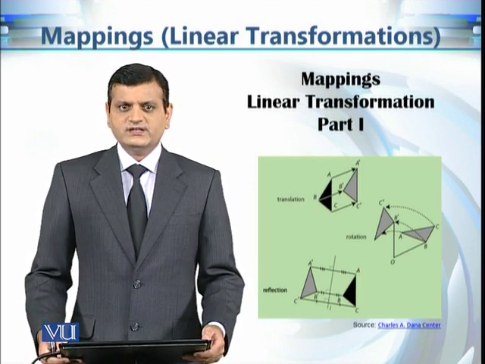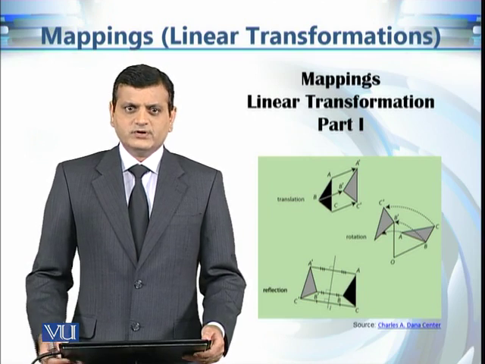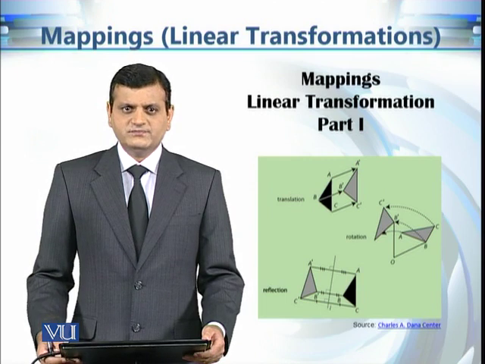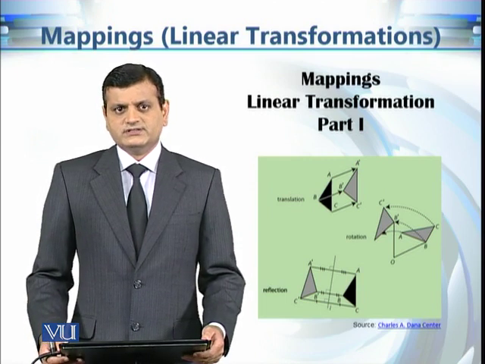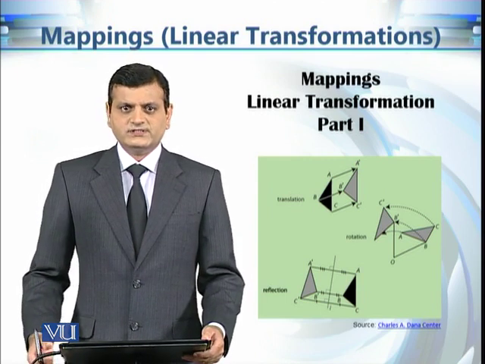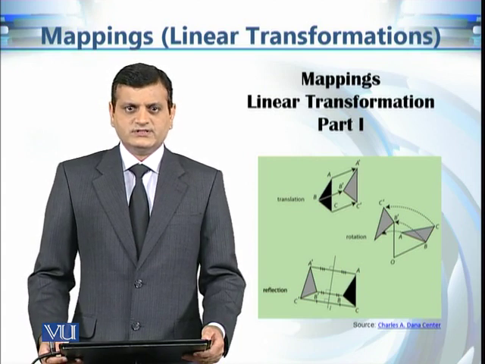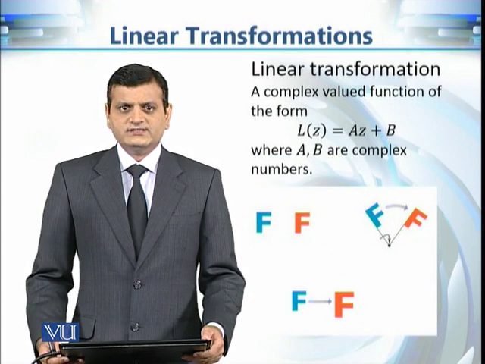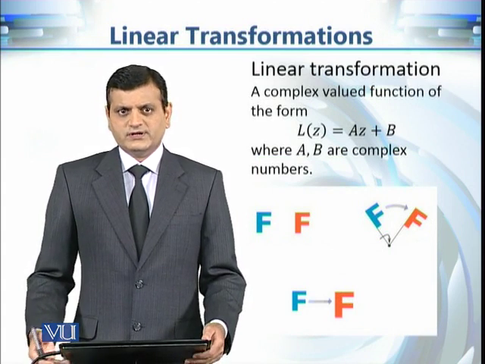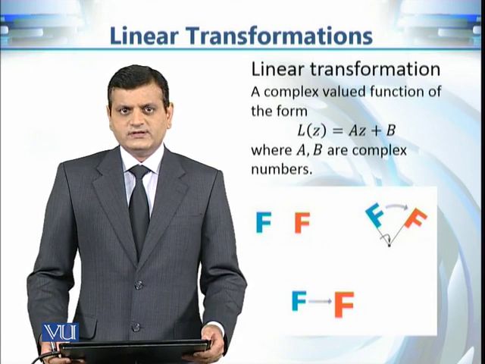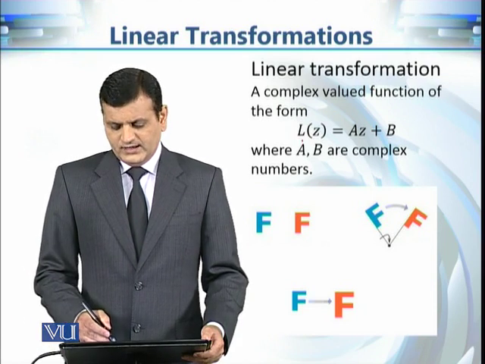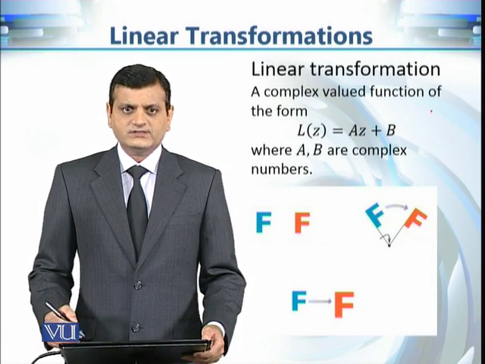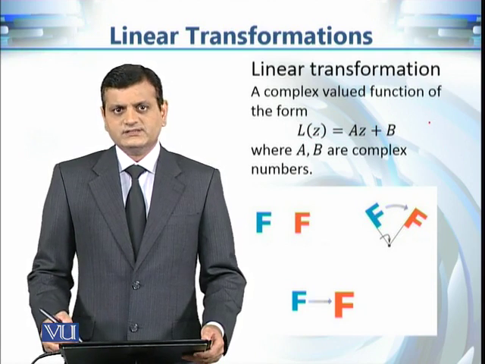Now these are some very simple but important elementary complex valued functions, and they have some very interesting geometrical interpretations as well. This is the first part of our discussion on linear transformations. Let's recall what a linear transformation is. It is a linear polynomial, a particular case of a polynomial, of the form L(z) = az + b. Now a and b are fixed complex numbers and z is the complex variable.